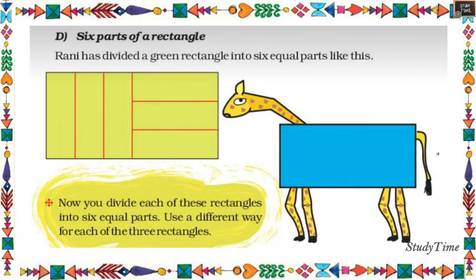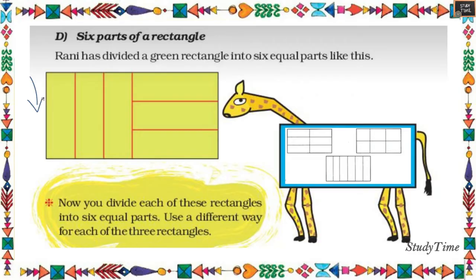Next, 6 parts of a rectangle. Rani has divided a green rectangle into 6 equal parts. Here all the parts are equal. Now you divide each of these rectangles into 6 equal parts. Use a different way for each of these 3 rectangles. So you can draw something like this, this, and this. Make sure all the rectangles are equal.